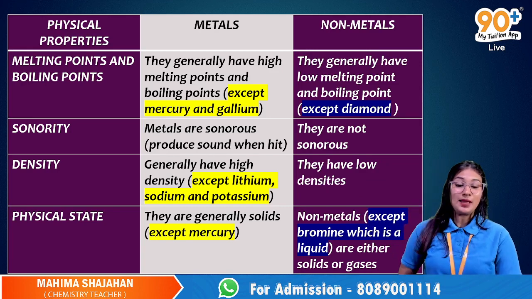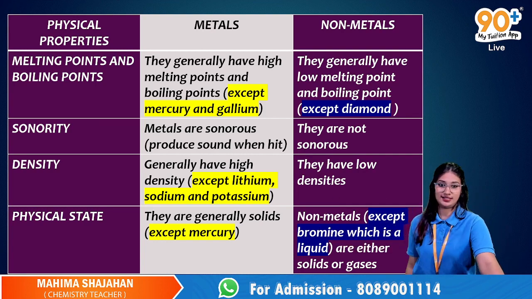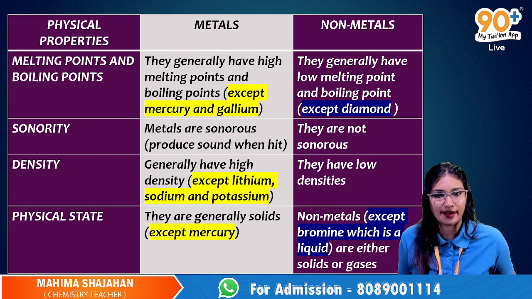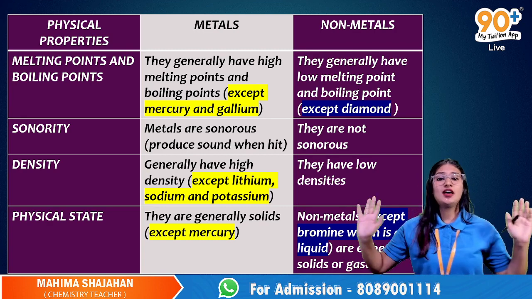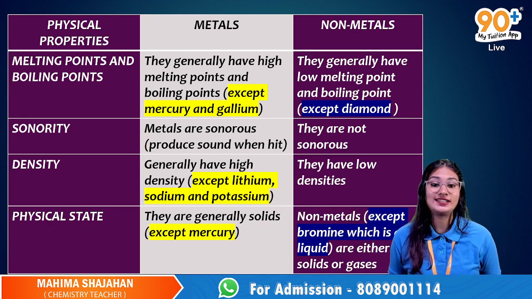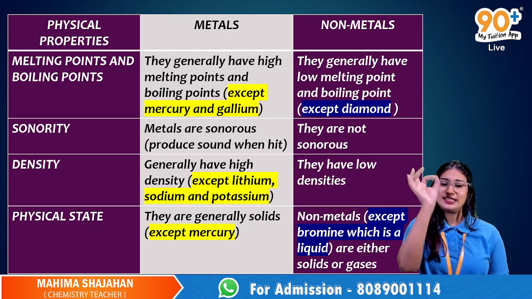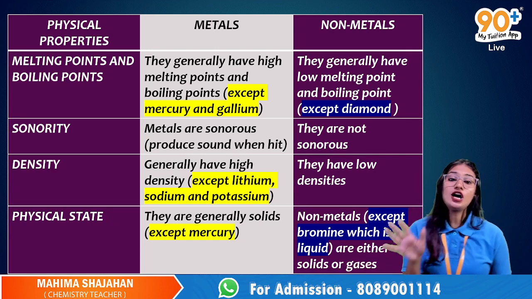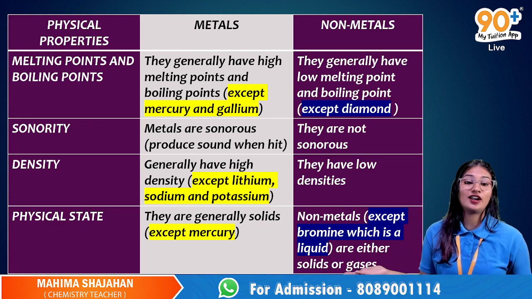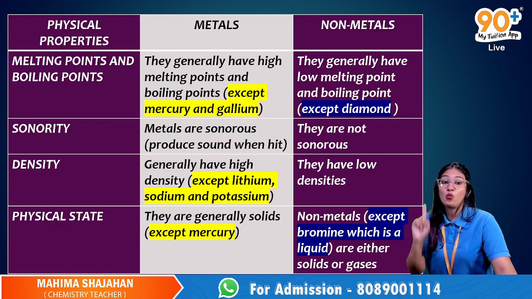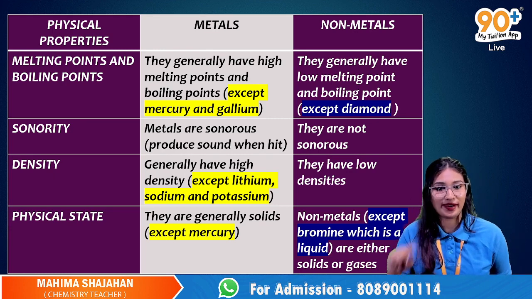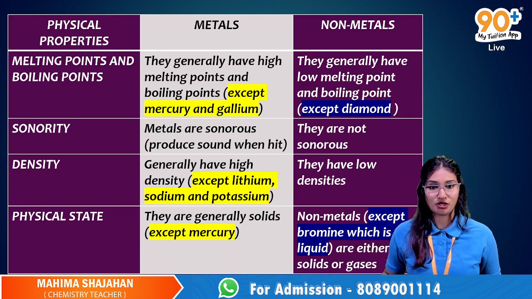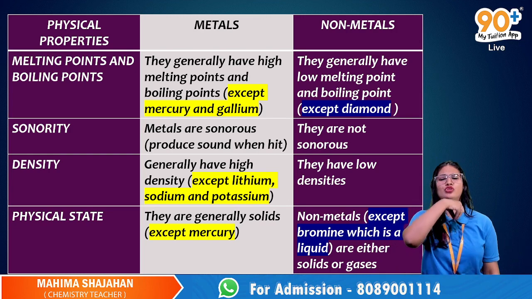Then comes density. Metals generally have very high density compared to non-metals. The exceptions are lithium, sodium, potassium, which have low density. Now, physical state. The majority of metals are in solid state except mercury. Mercury is the only metal existing in liquid state. Then what about non-metals? All non-metals except bromine are either solids or gases. But we have a non-metal which exists as a liquid at room temperature, and that is bromine. Alright, we have some physical properties to differentiate them. But the problem is, you can see from the table, we have a lot of exceptions.